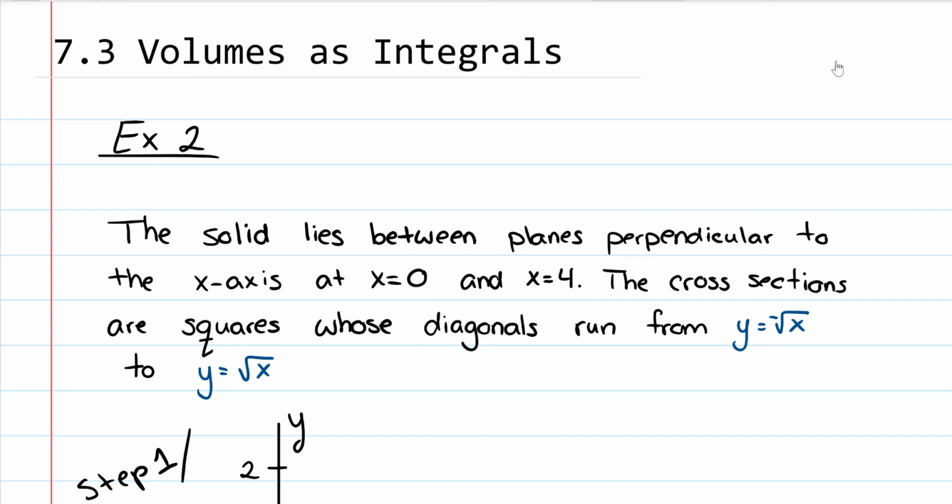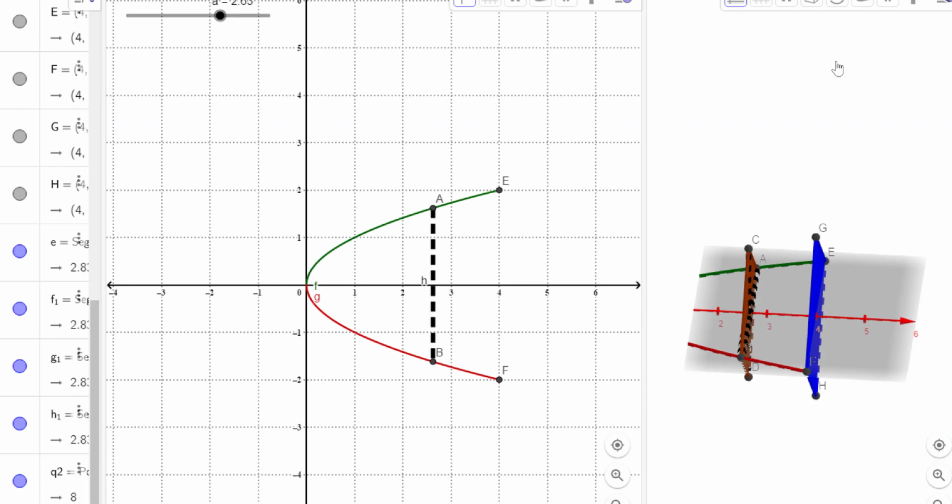The solid lies between planes perpendicular to the x-axis at x equals 0 and x equals 4. The cross-sections are squares whose diagonals run from y equals negative square root of x to y equals the square root of x. In order to explain what this problem looks like a little bit better, I'm going to graph it.